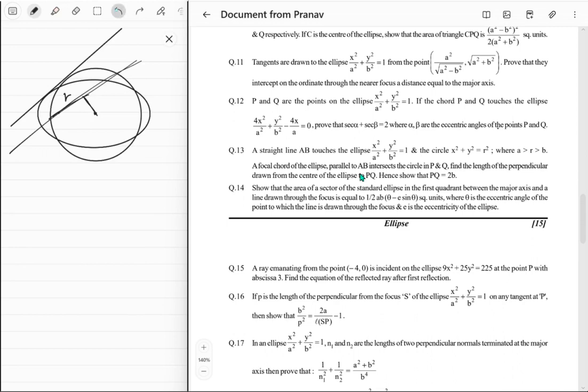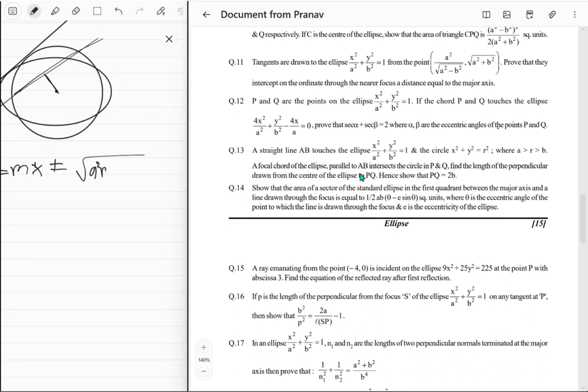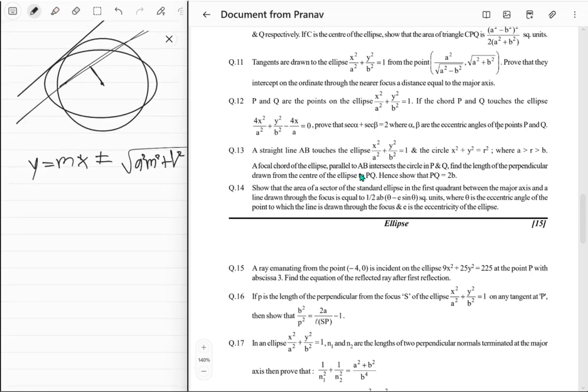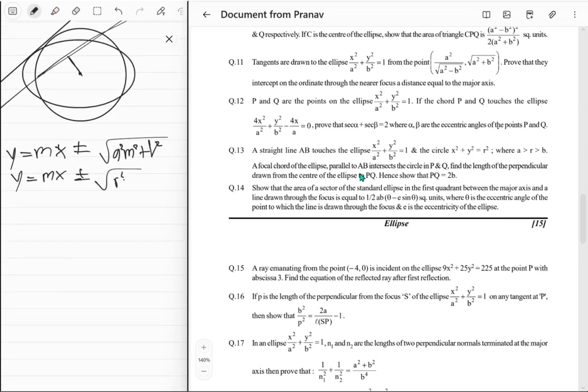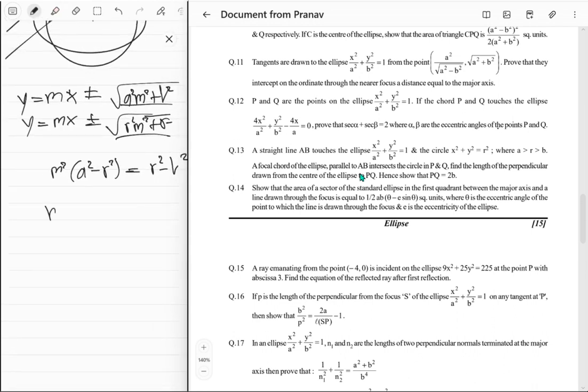We'll see what we get. Okay, common tangent for these two. So y is equal to mx plus or minus square root of a squared m squared plus b squared, and then this one just has y is equal to mx plus or minus square root of r squared m squared plus r squared. Clearly these inside quantities are the same. That just means m squared times (a squared minus r squared) is equal to r squared minus b squared, which means m squared is just equal to (r squared minus b squared) upon (a squared minus r squared). Okay, awesome.